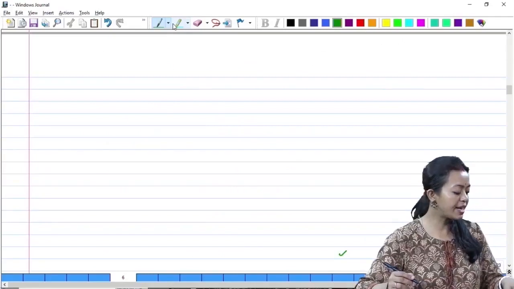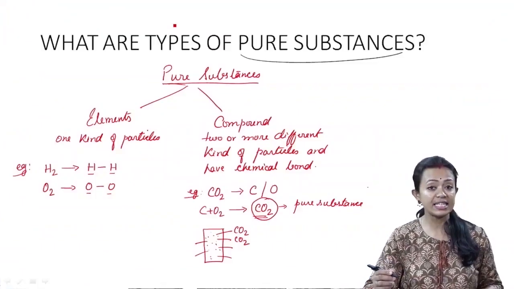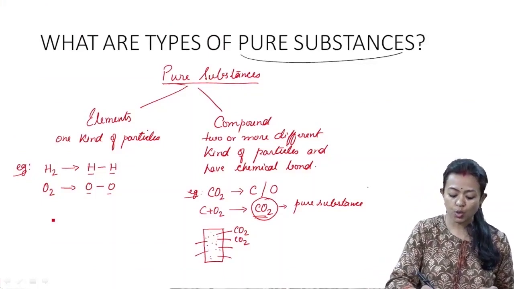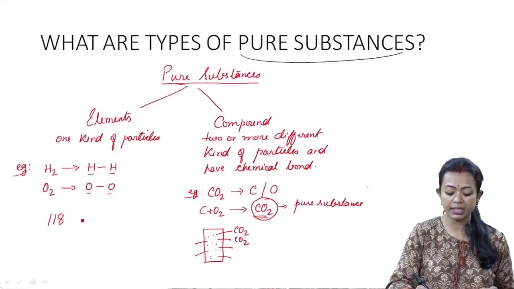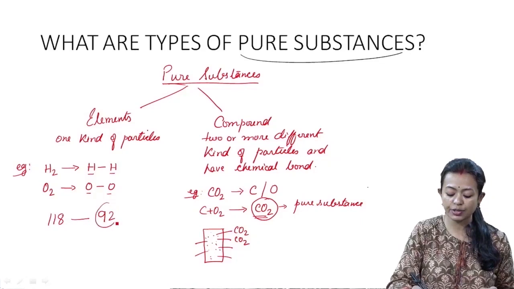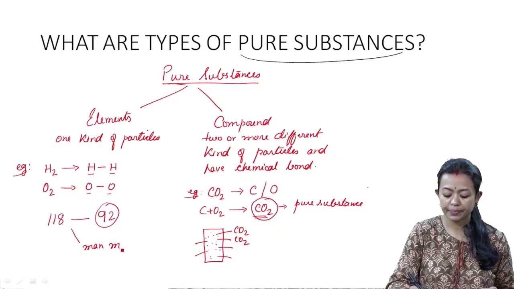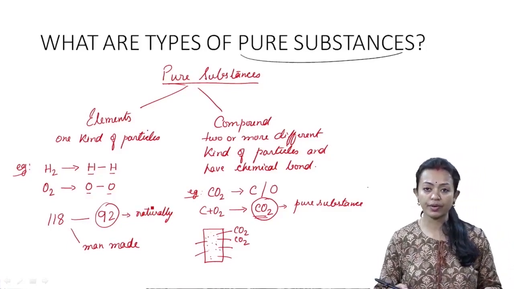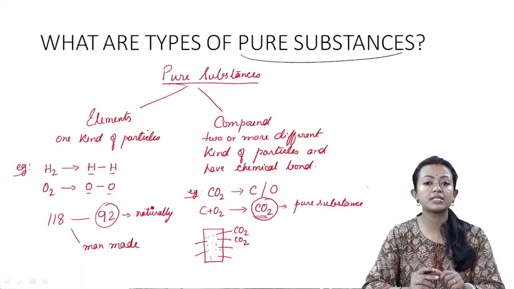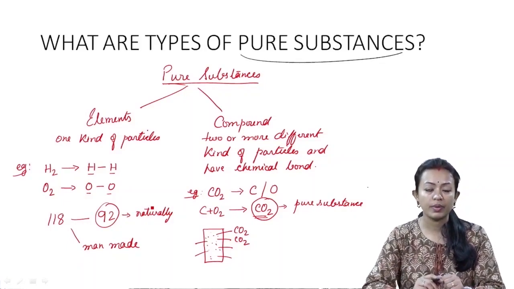Alright, so you would find that there are 118 different kinds of elements. Out of these 118 elements, 92 elements are naturally occurring and the rest of them are man-made. So we have 92 elements which are naturally occurring elements. Most of the elements are solid in nature, whereas we do have them in the form of liquid as well as in the form of gases.